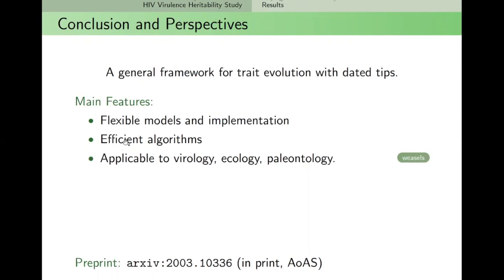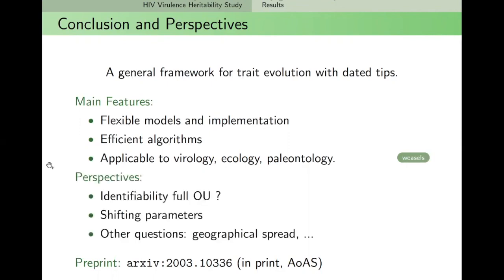And we showed we had an efficient algorithm, flexible models and implementation. And in perspective, as I didn't mention, the identifiability of the full OU model has raised some questions. We only fitted diagonal OU models because we tried fitting more complex ones, and it seems that we never have enough signal. So maybe there are some theoretical identifiability issues that we couldn't see, or maybe it's just that with this kind of data, we never have enough signal to infer the full selection strength matrix.